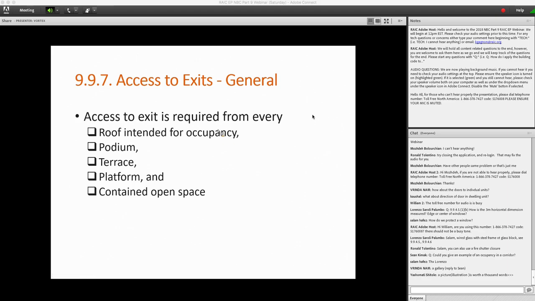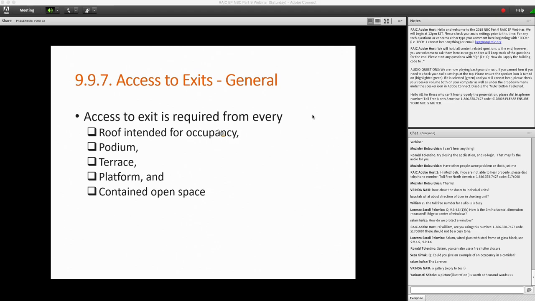So that brings us to subsection 9.9.7 of the NBC, access to exit. Remember, we talked about access to exit, and essentially, the definition is in the name, providing access to exit serving the floor area. Okay. Now, an access to exit is required from every roof that is intended for occupancy, from every podium, from a terrace, and then from a platform and contained open space.